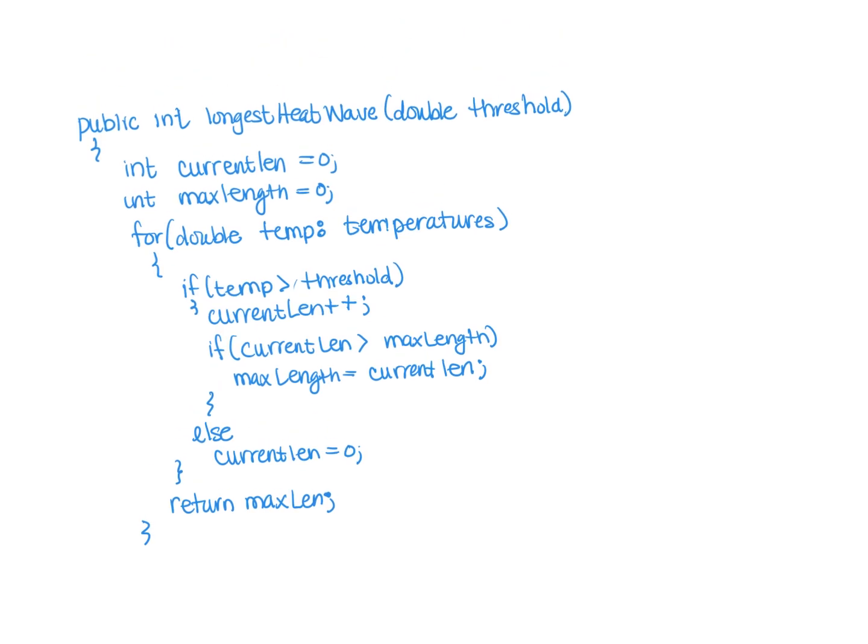With no error bounds, we compare to threshold. We increment the current length as needed. We look for the longest one, and we return the appropriate value.